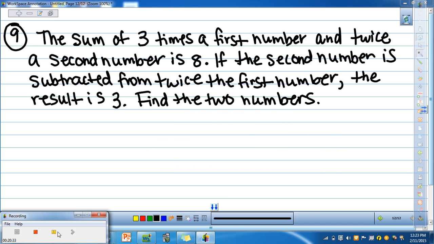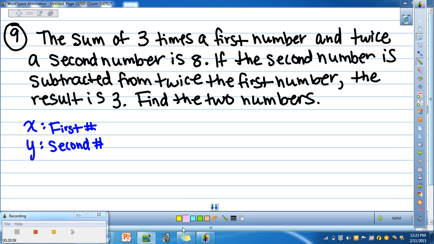Finally, we are going to finish up today by looking at a word problem. We are going to start by translating the information in the problem to two equations, making a system, and then we will solve our system. It says the sum of 3 times the first number and twice the second number is 8. If the second number is subtracted from twice the first number, the result is 3. Find the two numbers. So let's let the variable x represent the first number and the variable y represent the second number.